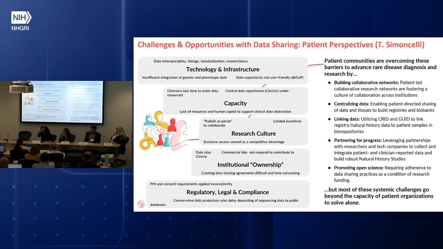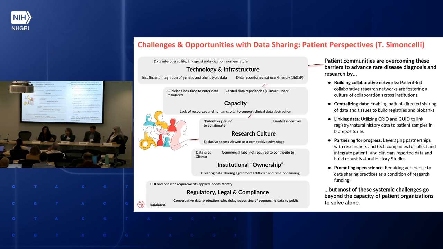They're also starting to utilize unique identifiers to link their data across databases and share it with researchers. And they're creating partnerships with researchers and tech companies to collect and integrate patient and clinician reported data and build robust natural history studies. So for example, about 8 to 10 of our groups are now partnering with the company Citizen that is working to leverage machine learning to abstract more data from medical records, ultimately with the goal of digitizing the medical record and then combining that with genomic data and building really robust clinical registries and natural history studies, even building natural history studies retrospectively. So rather than doing a prospective study of 8 to 10 years that costs millions of dollars, they're collecting 10 years of data and combining that with patient reported data to build a natural history study in 2 years on say 100 patients from around the world.